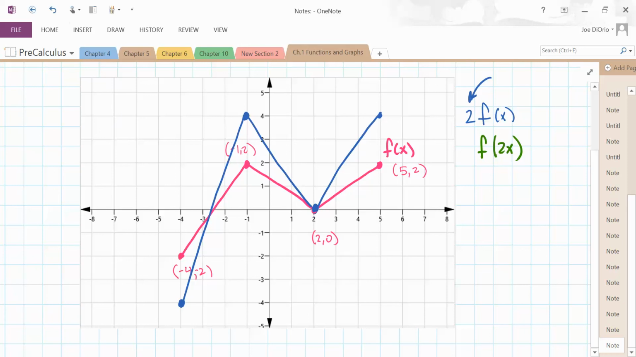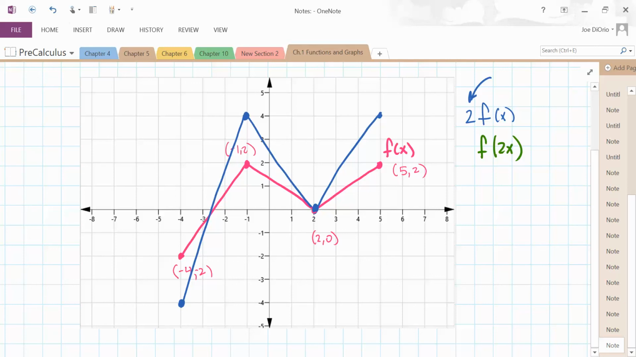Now, what if I gave you, instead of the number 2 on the outside of that function, what if I gave you a 1/2 on the outside of the function? What would that have done to it instead? That would have been a vertical shrink. But you would still calculate it the same way. You would multiply the y coordinate by your c value.